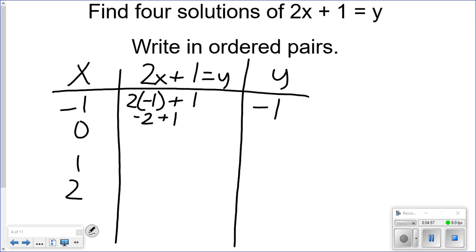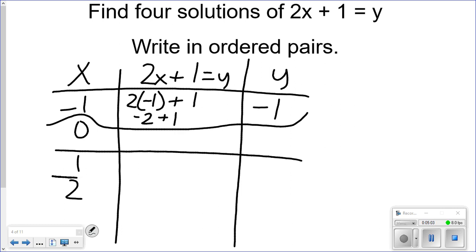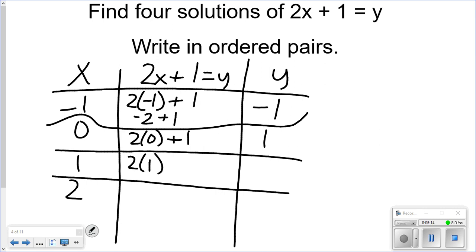I should have left some more room here, but that's okay. Then I have 2 times 0, so 2 times 0 is 0, plus 1 is 1. I'm going to do the same thing for 1. I'm going to put it in for the x there and solve. 2 times 1 is 2, plus 1 is 3. And then I'm going to do the same thing with 2. So it'll be 2 times 2 is 4, plus 1 would be 5.